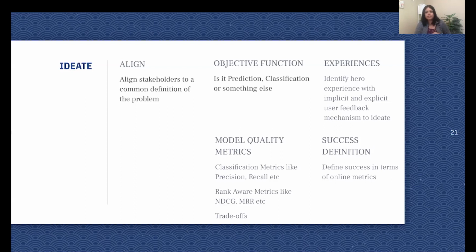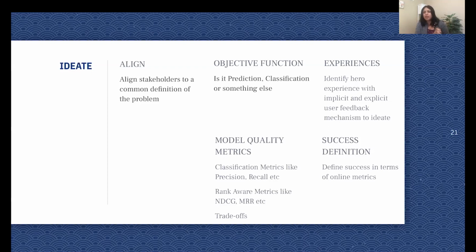kickstarting the incubation. Of course, success definition. What does success mean in terms of online metrics? Are you trying to drive more engagement? Are you trying to drive more visits, shares, searches? What is it that you're trying to drive? Online, I always recommend defining success in terms of online metrics because that has a direct relationship to customer value.